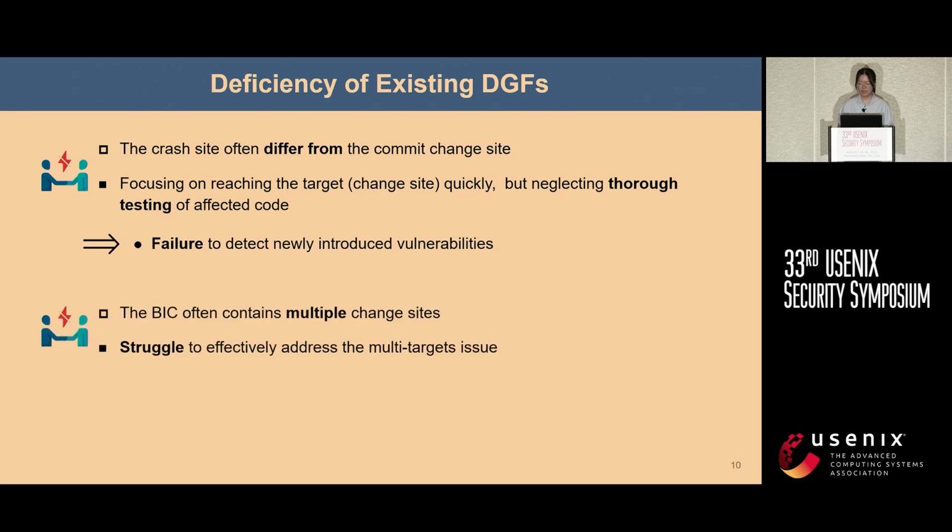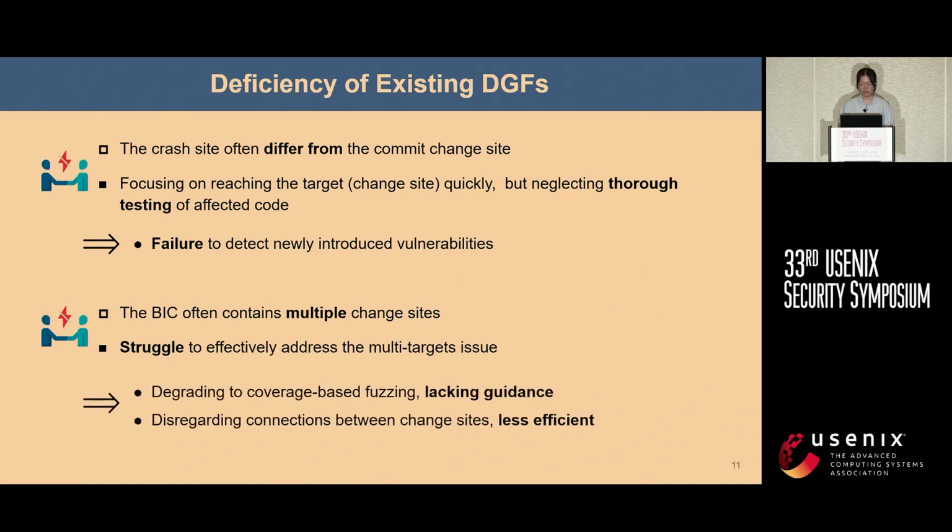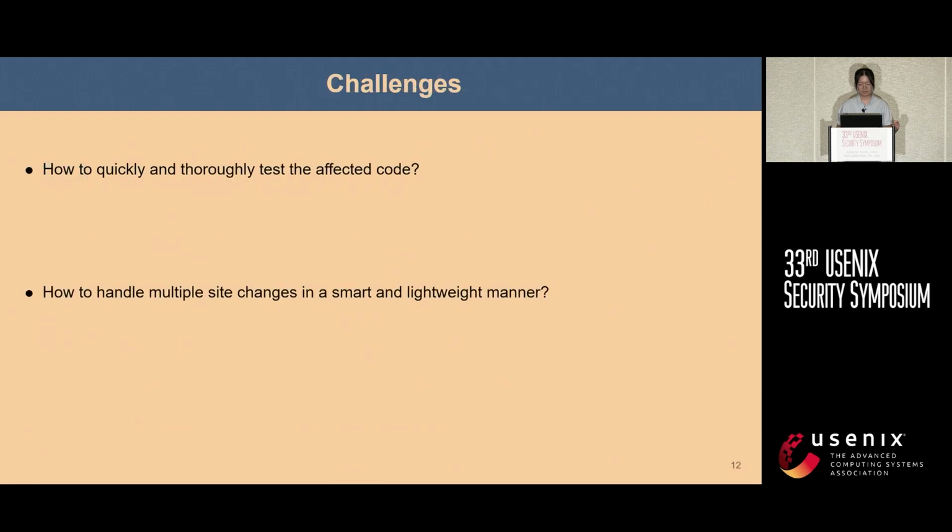Second, as the commit contains multiple change sites, the fuzzer has multiple targets. As the number of targets increases, the directness of directed fuzzers may decrease. In the worst case, they may degrade to a coverage-based fuzzer. Although there are some fuzzers designed to solve multi-target scenarios, their targets are always sanitizer-marked locations, which disregard the connections between change sites. For example, some change sites are within the same function, and then they will be less efficient.